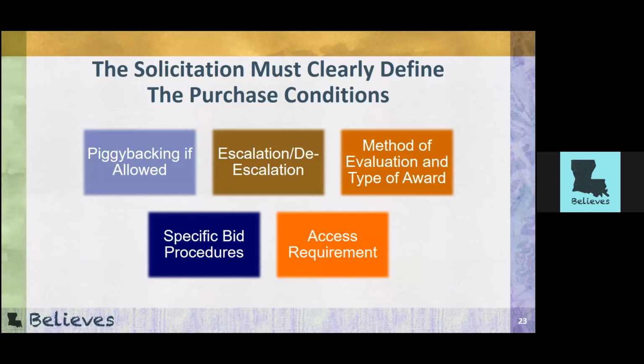The solicitation must include piggybacking if this will be allowed. If applicable, include an escalation, de-escalation clause based on a cost index. The solicitation must also include the method of evaluation and type of contract. Specific bid procedures must be included, and all solicitations must include the access requirement by SFA, state agency, USDA, and the Comptroller General.